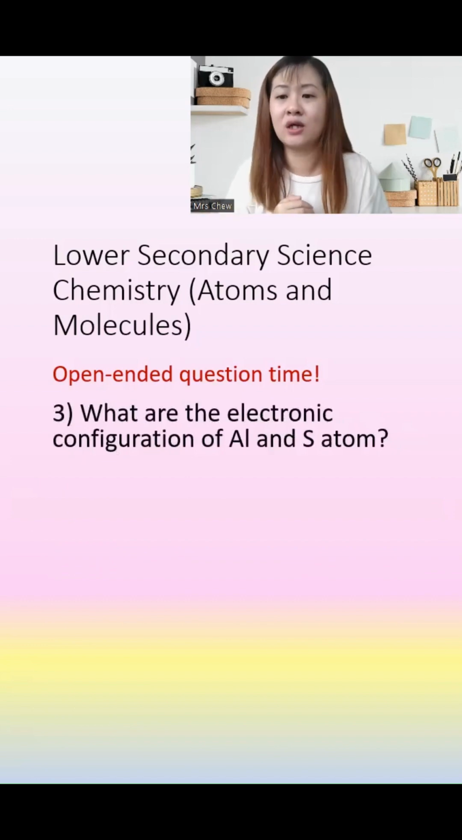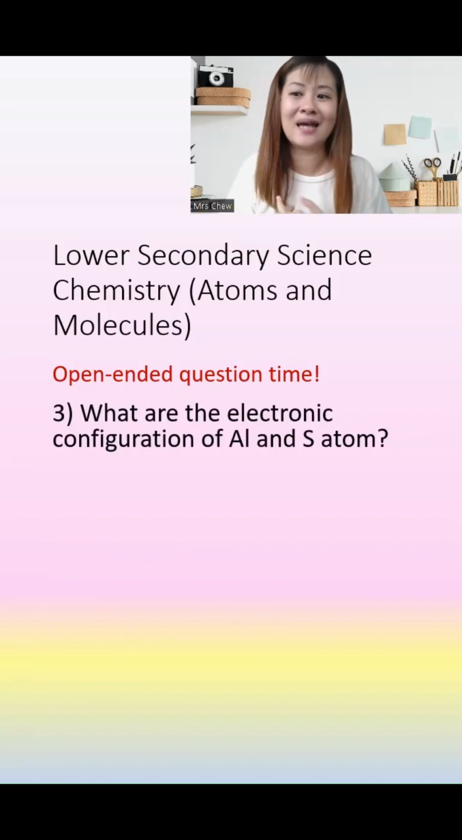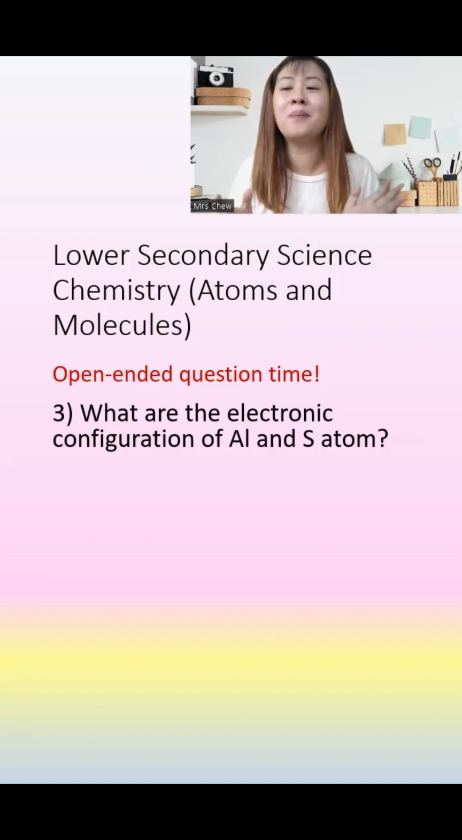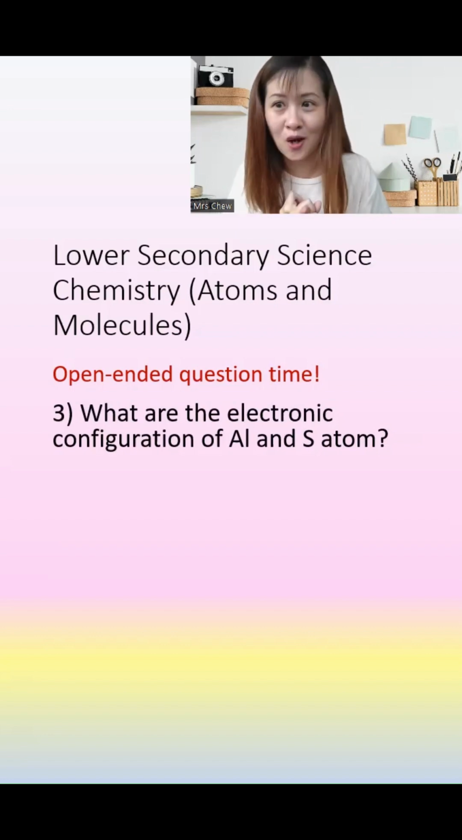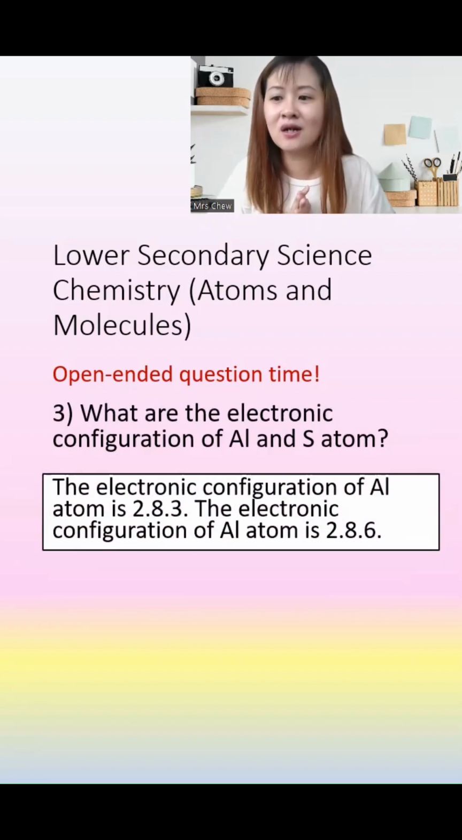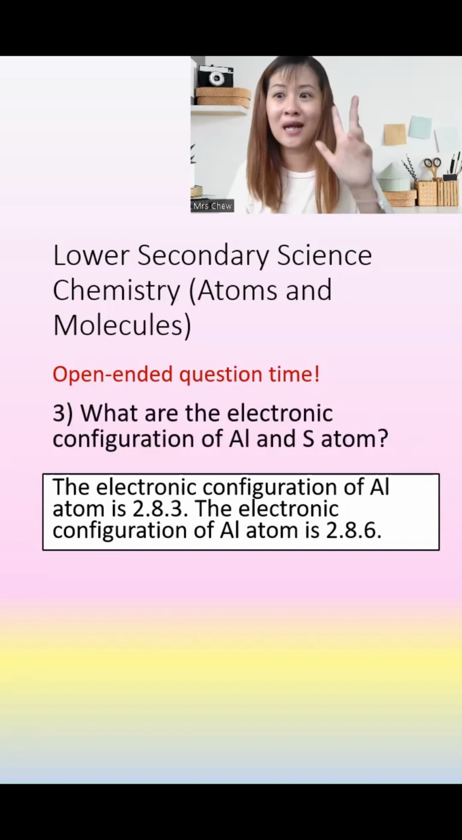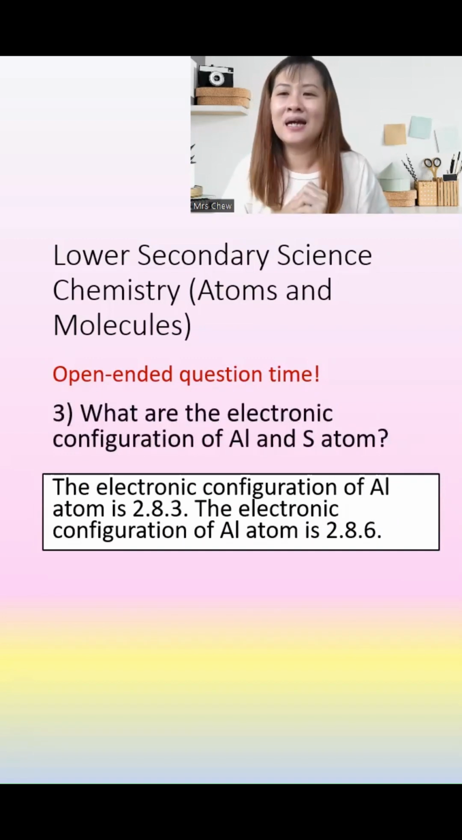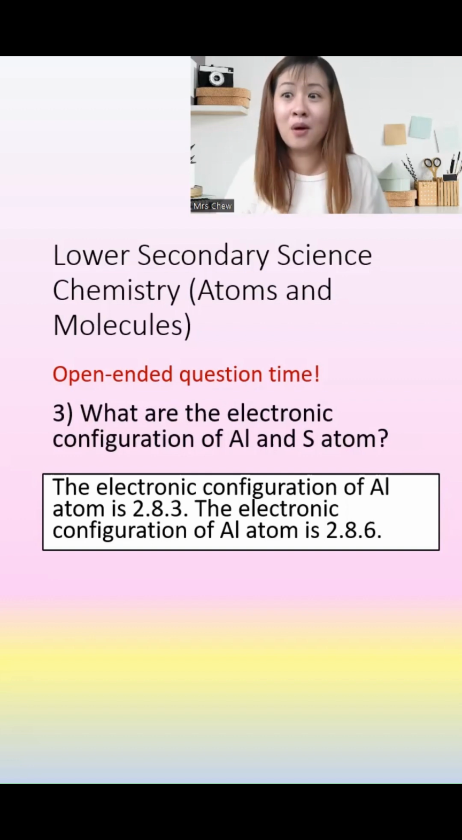What are the electronic configurations of aluminium and sulfur atoms? So you have to go to your periodic table to take a look at the number of protons, and you will get the number of electrons, right? And you have it. The electronic configuration of aluminium is 2.8.3. The proton number for aluminium is 13. So the number of electrons for aluminium will be 13 too. The first shell will be 2.